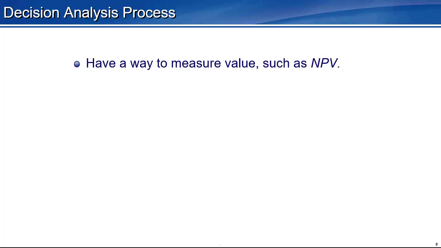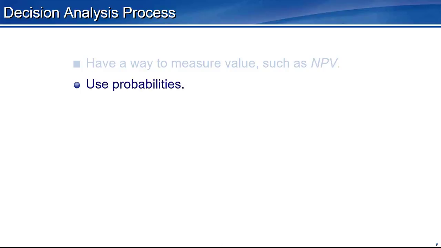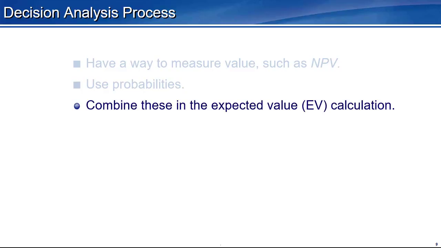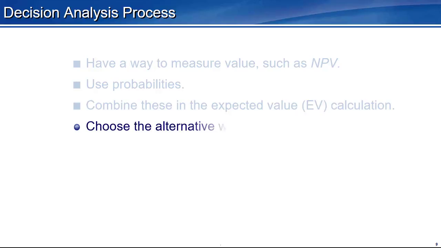Let's summarize the DA process. The decision maker has a way to measure outcome quality, such as NPV. Probabilities capture expert judgments about uncertainty. These are combined in the expected value calculation. The decision rule is to choose the alternative with the highest expected value.